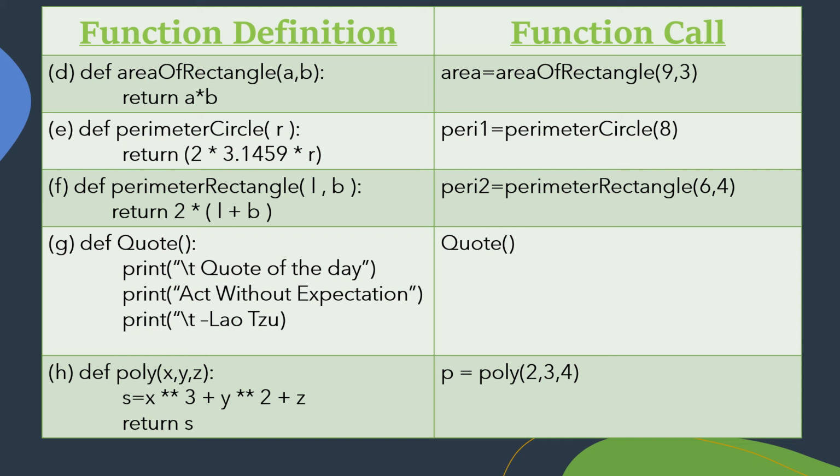Now poly is another function accepting three values x, y, and z, and it is returning one value. Since it has a return statement and returns some value, the returned value has to be stored in a variable. So I have assigned it to a variable called p. P is equal to poly of 2, 3, 4. There are three values this function is accepting, so I have passed three values. The result will be stored in the variable p. So this is how these functions will be called.